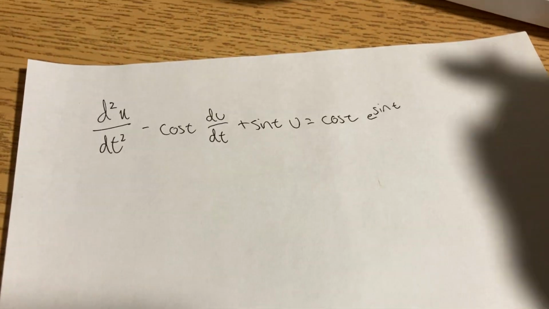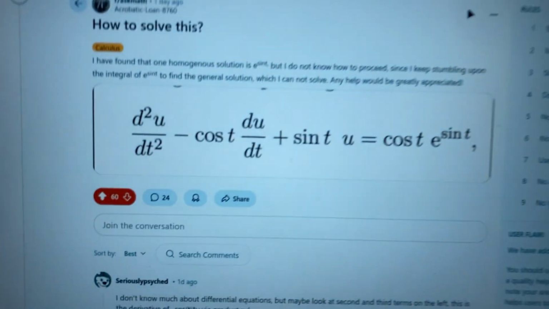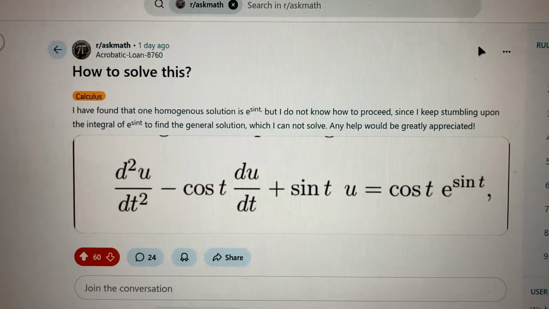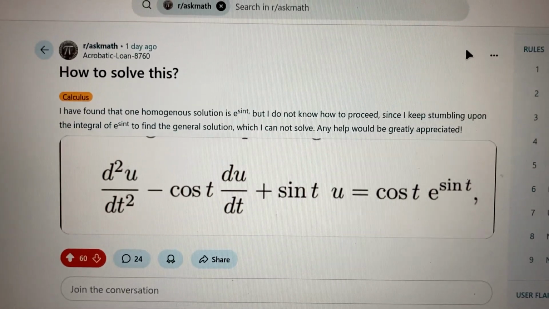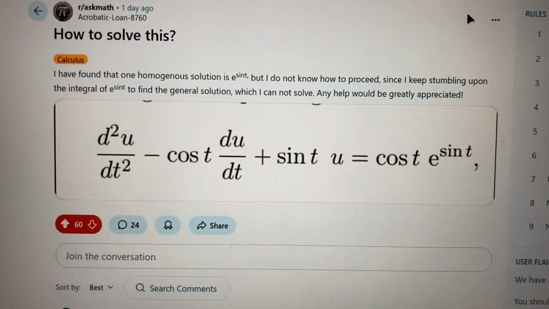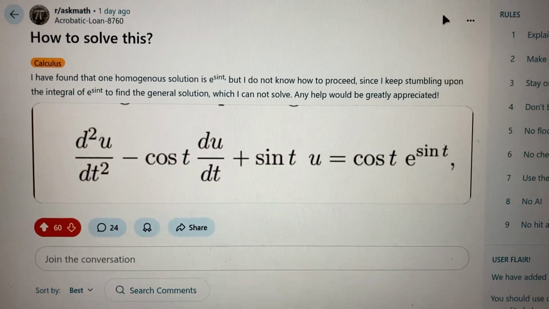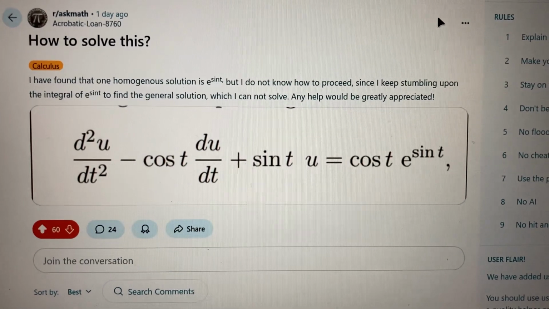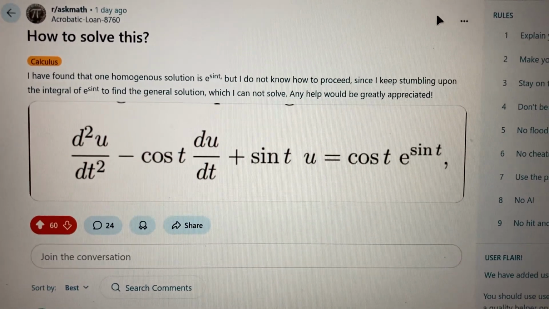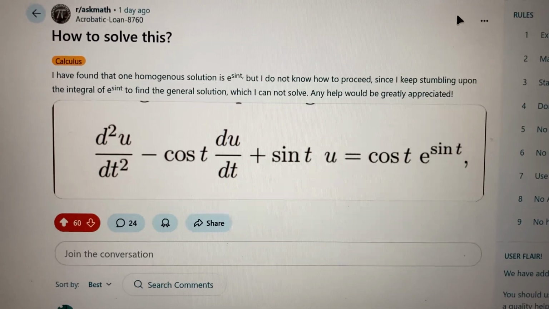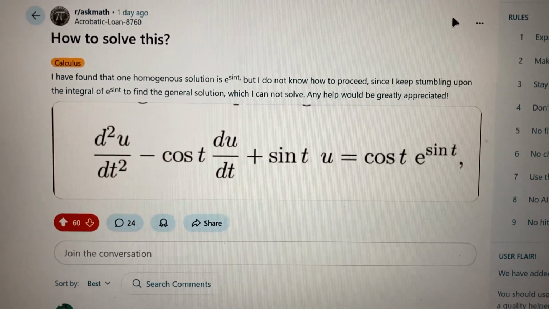I was looking through the math subreddit and I found this really messed up differential equation by user acrobatic alone. It's a pretty messed up differential equation. The second order term, there's cosine, sine, there's e raised to the sine. It's just a cluster mess. Yeah, and we're gonna solve it because I hate my life.